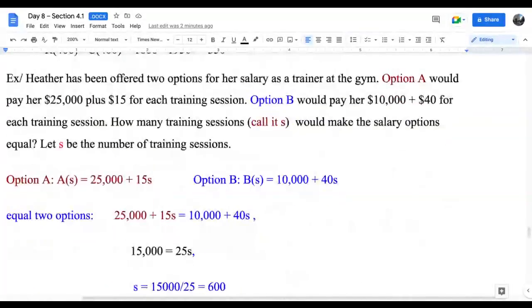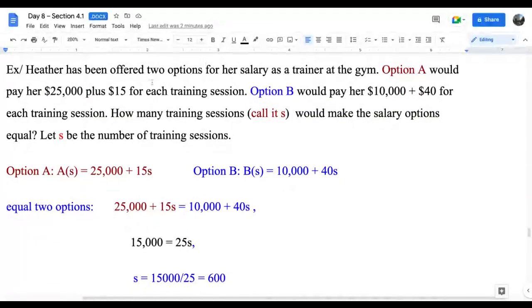Let's see the next example. Heather has been offered 2 options for her salary as a trainer at the gym. Option A would pay her $25,000 plus $15 for each training session. Option B will pay her $10,000, but $40 for each training session.